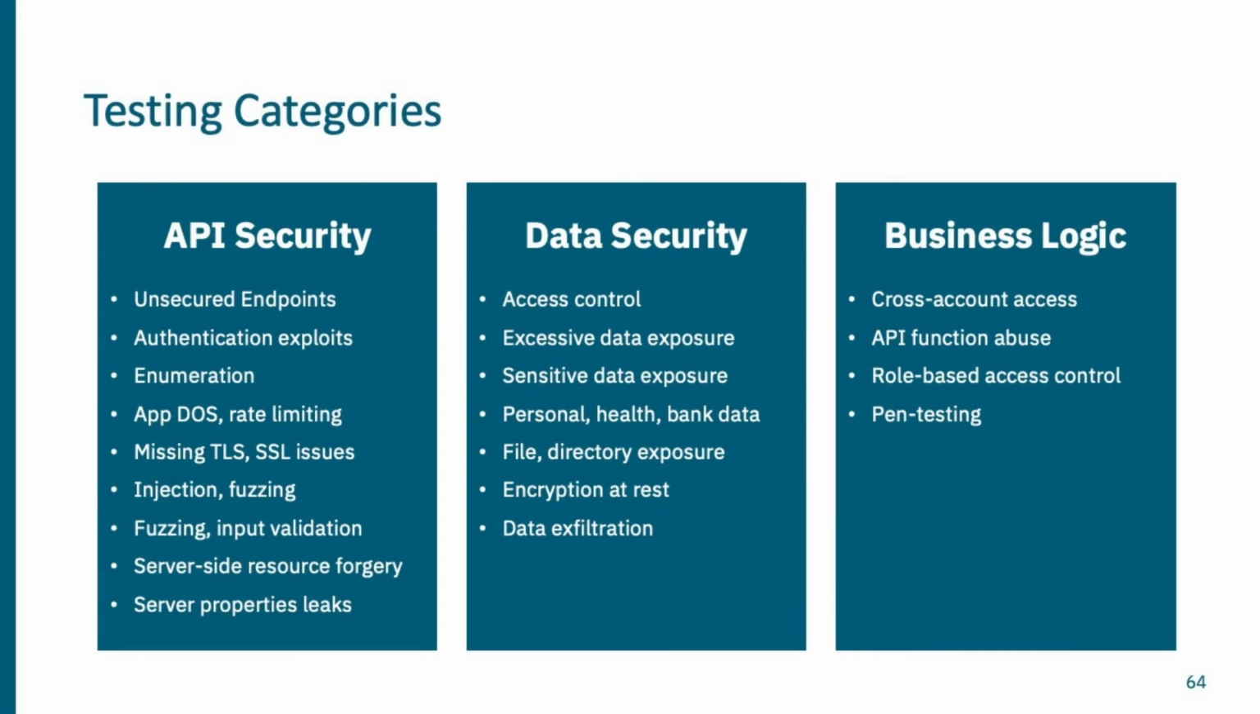And when you're looking at what kinds of things you should be testing for, this is by no means comprehensive, but should give you a taste of the type of testing and coverage that you need. Broken into these three categories. So from a security standpoint, looking for unsecured endpoints and authentication exploits, the enumeration like those incrementing IDs, looking for rate limit issues and lack of encryption, fuzzing, and server side request forgery, properties leaks. All that falls into the API security.